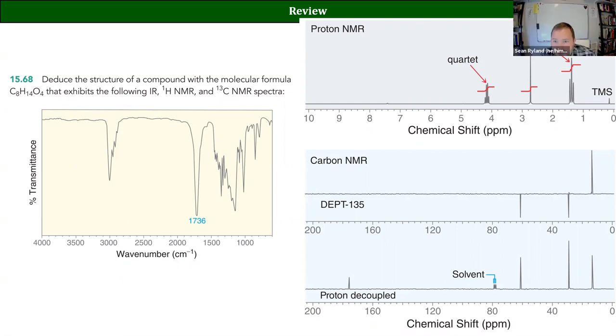So an ester, a ketone, and an ether. Maybe. The problem with that is that you don't have enough. It fits everything except for the symmetry. You would have way more than just four different carbons, right? Because those two carbonyl carbons are going to show up differently. You've got a carbonyl carbon that's an ester and a carbonyl carbon that's a ketone.